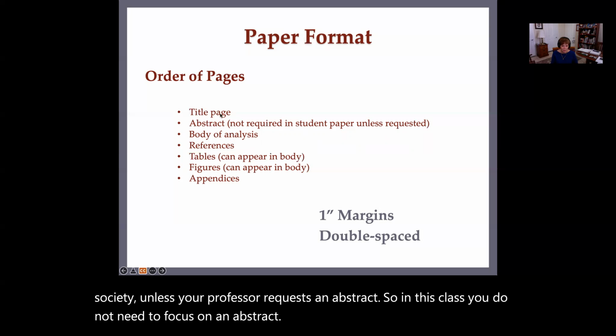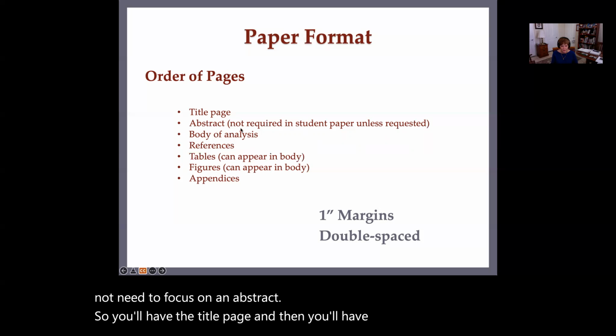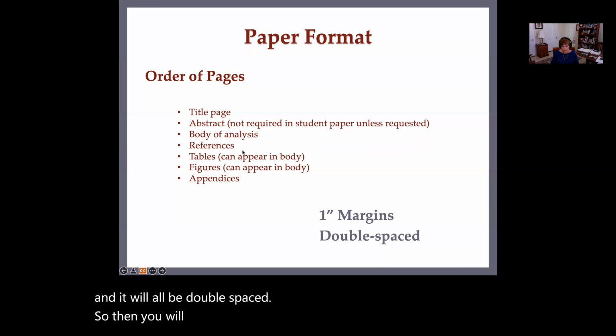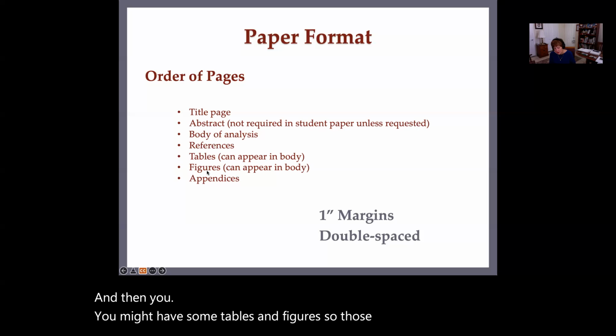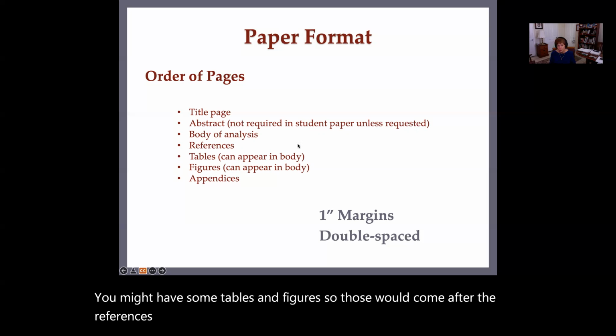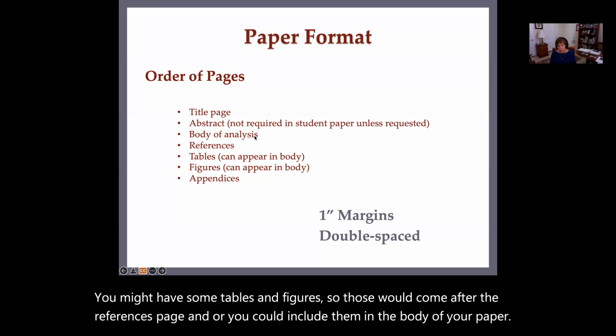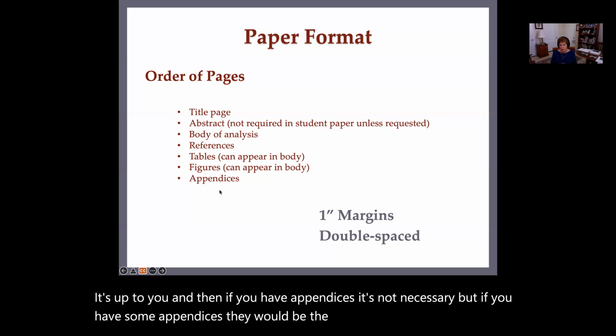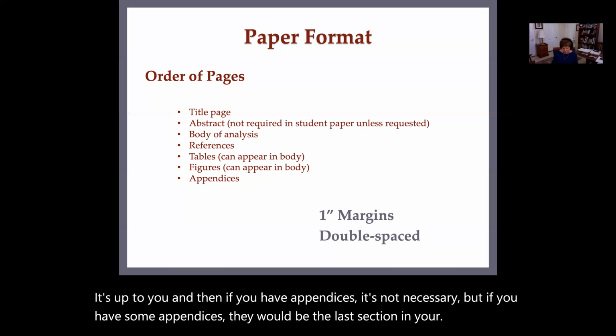So you'll have the title page, and then you'll have the body of your analysis, and it will all be double spaced. Then you will have your references page, and then you might have some tables and figures. Those would come after the references page, or you could include them in the body of your paper. It's up to you. And if you have some appendices, which is not necessary, they would be the last section in your paper.